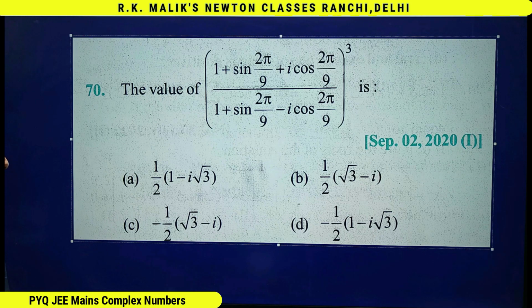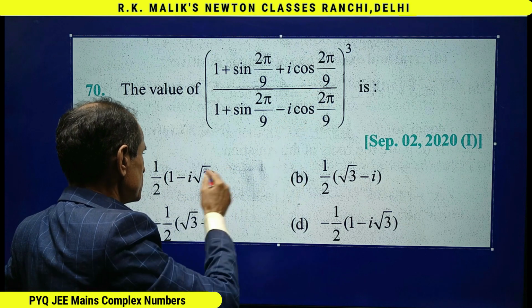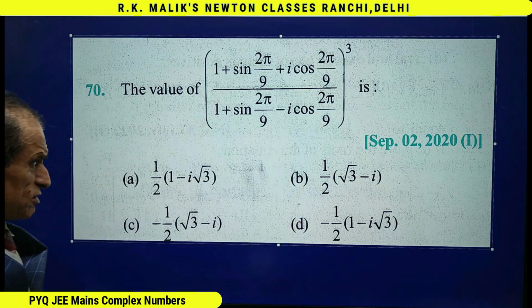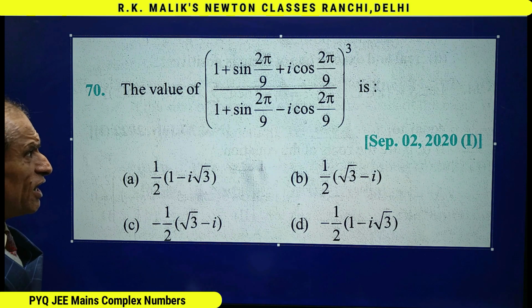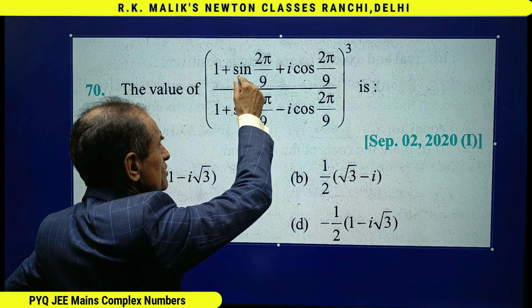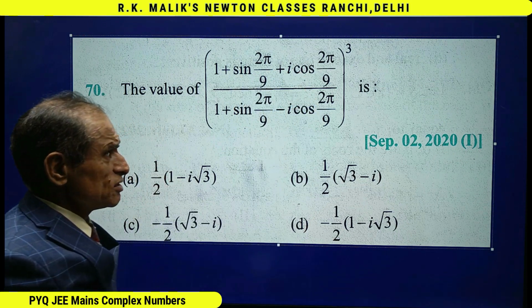In this question, he is saying the value of this whole complex number is, you have to find the correct choice. It is very much clear from the question that the question would have become very easy had it been cos instead of sine and sine instead of cos.